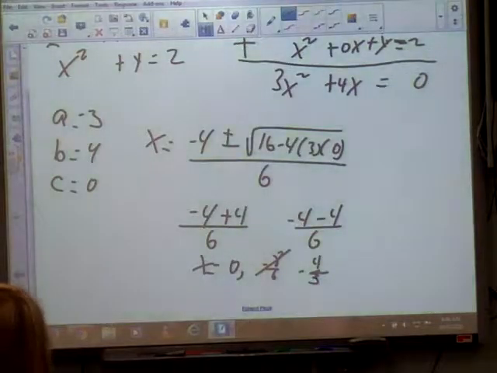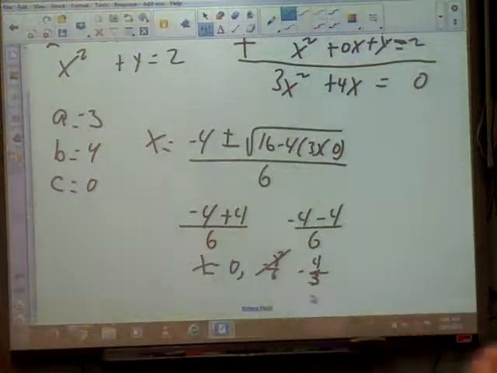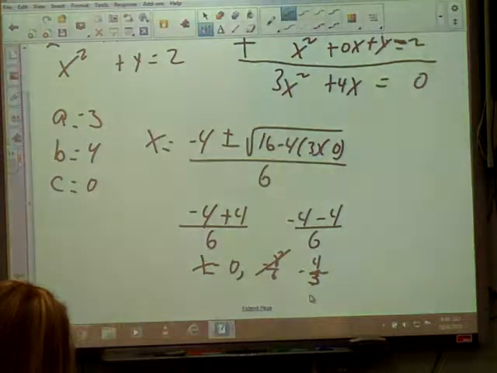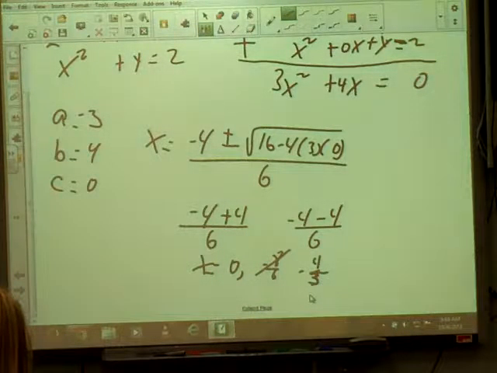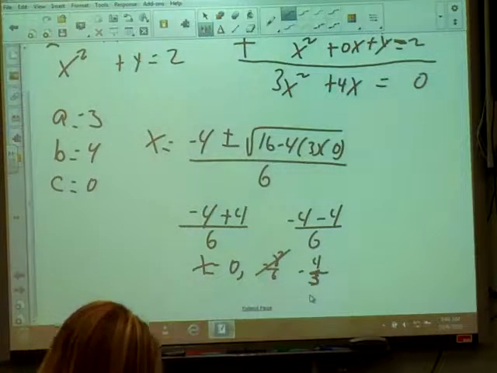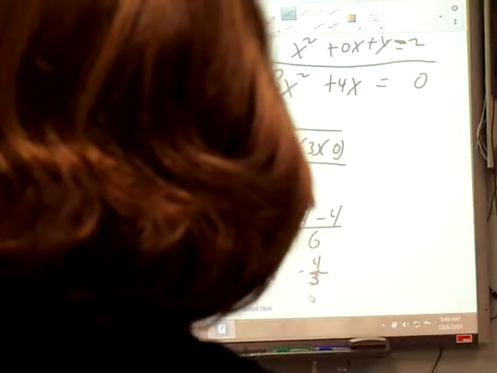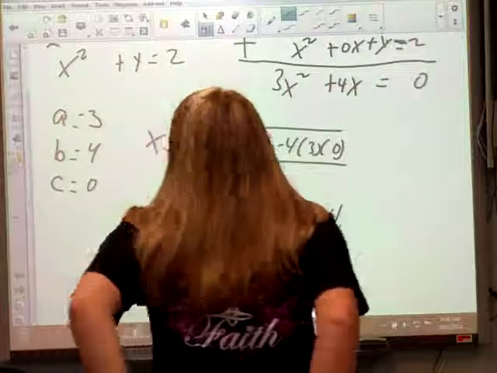The square root of 16 is 4, so I have to do negative 4 plus 4 and divide it by 6, and negative 4 minus 4 and divide it by 6. This one's easy. 0 divided by 6 is 0, so I got x equals 0. That one would be negative 8 divided by 6, which would be negative 4/3. Okay, then that reduces to negative 4/3. All right, you need to plug your 0 in and plug your negative 4/3 in and get a y.